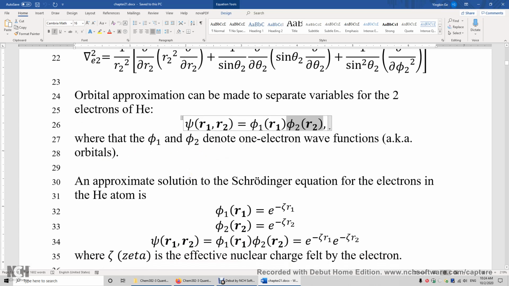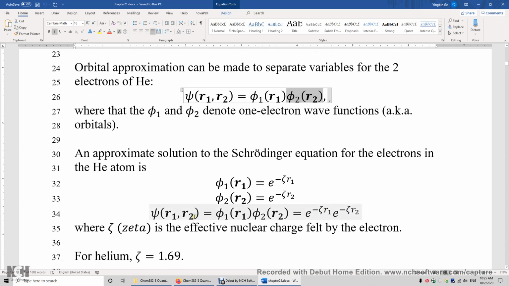And I'm not going to show you the derivation, so I'm going to just show you one approximate solution to this Schrodinger equation, which is this. Let's say phi 1 is e to the power of negative zeta r1. Phi 2 is e to the power of negative zeta r2. And then the total wave function of the two electrons is simply e to the power of negative zeta r1 times e to the power of negative zeta r2. Zeta is the effective nuclear charge felt by the electron.